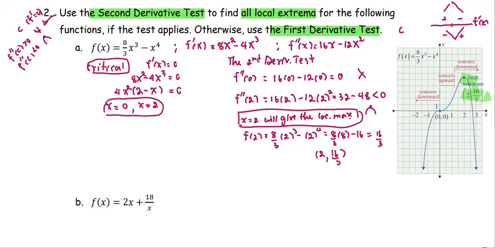If we use the first derivative test, just draw the real number line. For the first derivative, we have the point 0, we have the point 2, and we're going to determine the sign for x squared times (2 minus x). On the right side of the point x equals 2, for example 3, the sign is going to be negative.